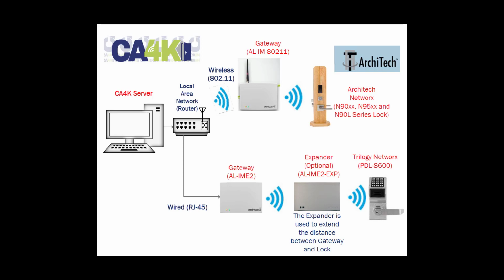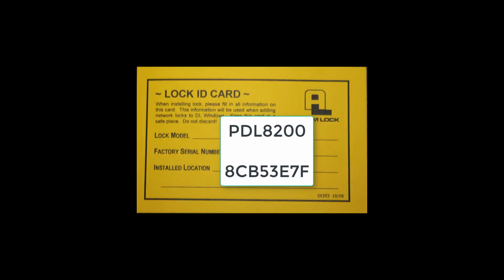Next, for our demonstration, we will be using a PDL 8200. The PDL 8200 is an I-class model wireless lock. Unpack the wireless lock and take note of all the documentation and hardware in the box. A wireless lock contains door hardware, keys, door contacts, and other items.